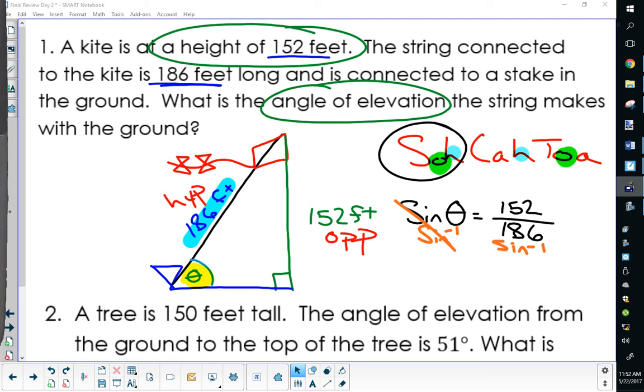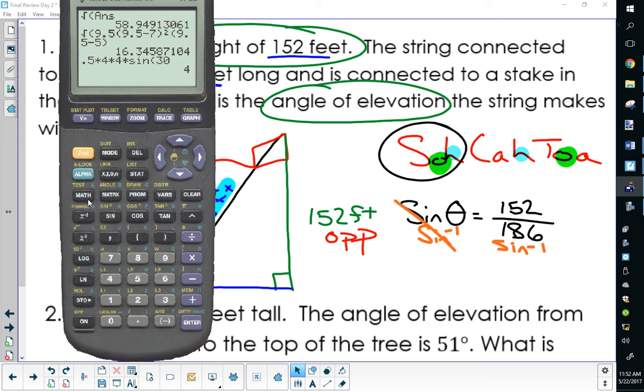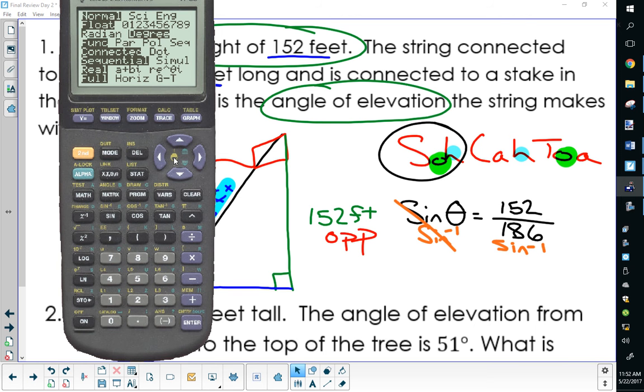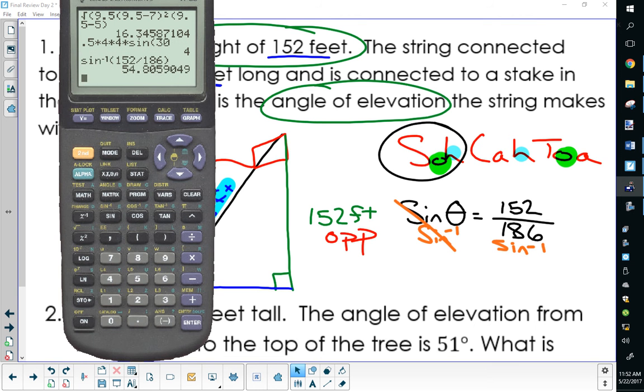If we are trying to do the inverse sine, let's look at mode first. What mode do we need to be in? Degrees, because we're talking angles. Do we want to be in polar, obviously? Not polar. So function and degrees is what we want to be in. In my calculator, I'm doing inverse sine, so I'm going second sine, 152 divided by 186. Hit enter. There's my final answer, 54.8 degrees.